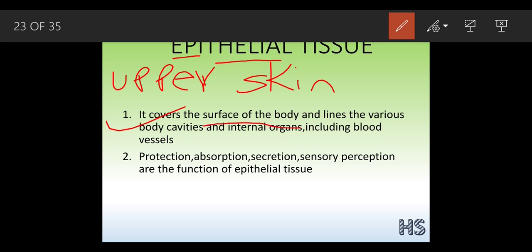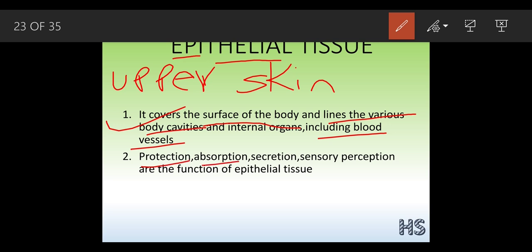Okay, when we see ourselves in the mirror, the skin which we can see easily is made up of the epithelial tissue. It is present in and lines the various body cavities. The word body cavity means the empty space inside our body, and inside this empty space the different organs are settled. Okay, it is included in the blood vessels as well, because they work for protection. Okay, they work for absorption.